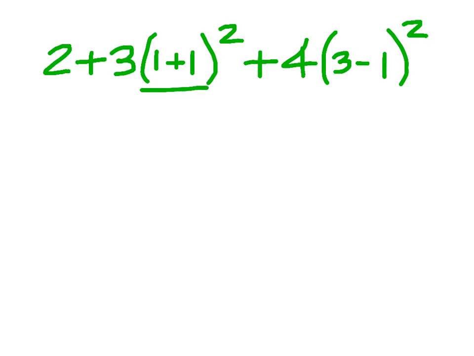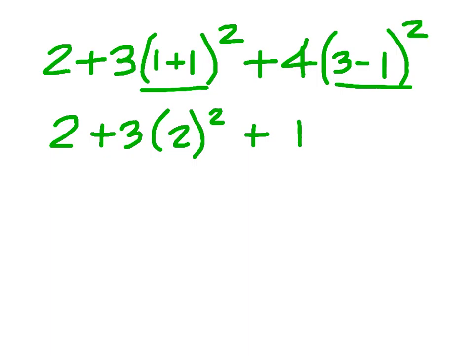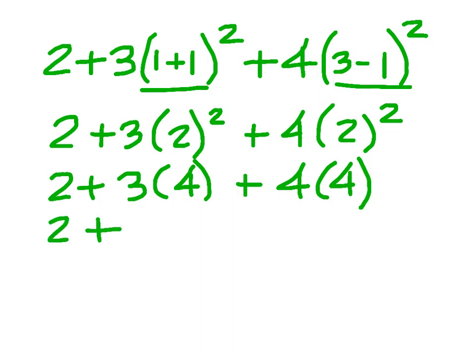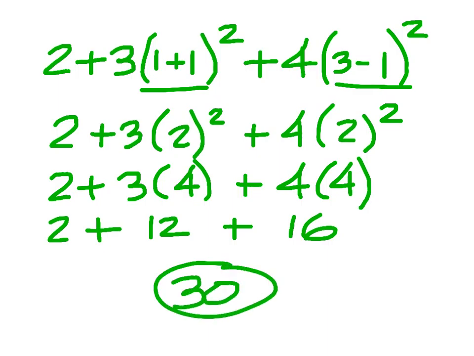The bonus, you should do this first and then this, so you'll come up with a 2 in this spot and then another 2 here. Square both of those to come up with 4 here and also 4 here. And then do the multiplication. That's a 12, then a 16. Add them up. Answer is 30. Practice problem to come in.